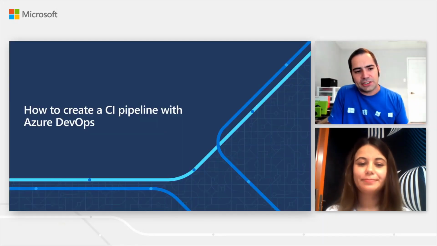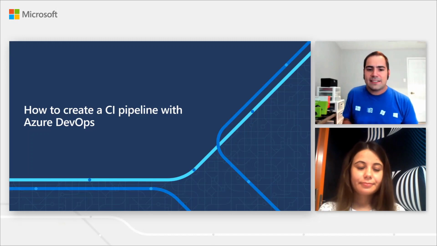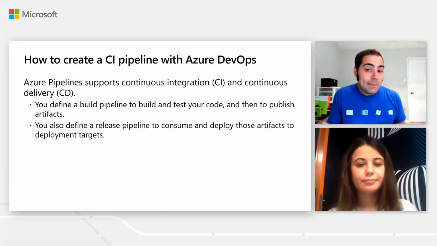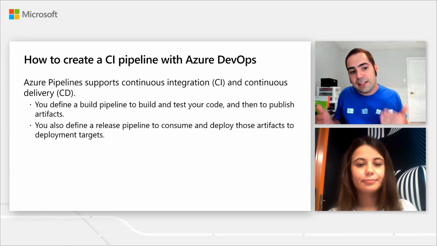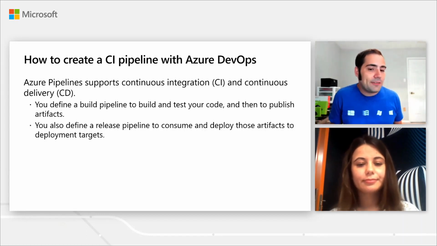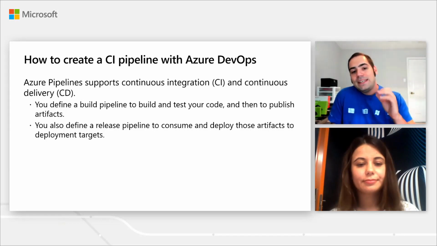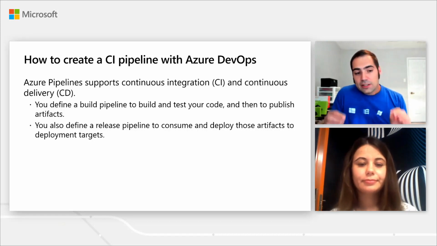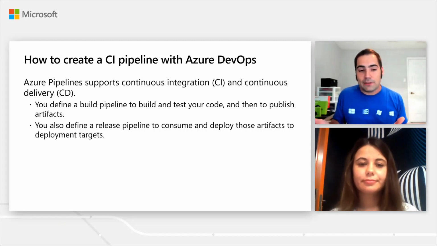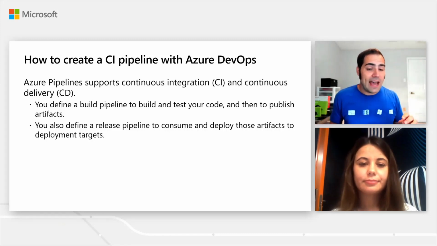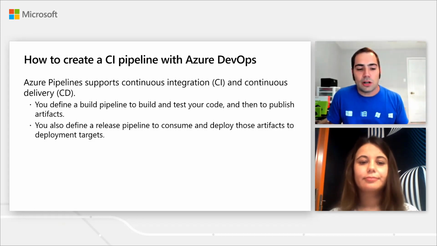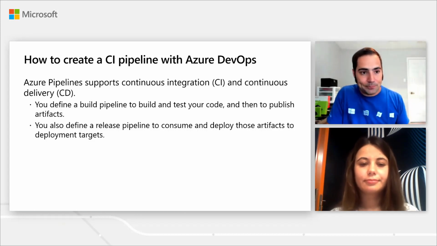So let's start with the first section where we're going to look at creating a CI pipeline with Azure DevOps. And this is going to allow us to utilize something called pipelines, which will support continuous integration and continuous delivery. And we'll do this by defining a build pipeline that will be created specifically to build and test our code and publish those artifacts off. The artifact in question being a deployment manifest that will specify what we want to run on our edge device. And then we're going to couple that later on with a release pipeline that will allow us to consume and deploy those artifacts to specified targets.